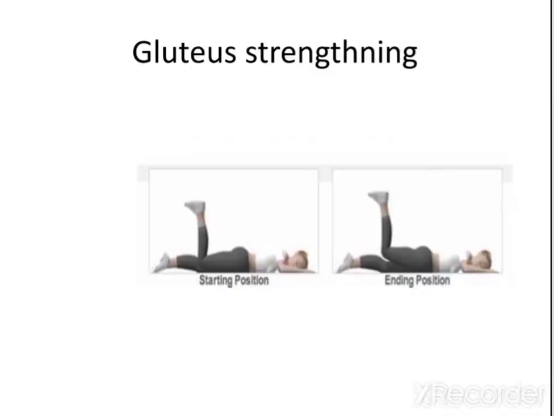The next exercise is the gluteus strengthening exercise. For this exercise, the patient is in the starting position that I mentioned, that is, the prone lying position, and bends the leg at 90 degrees and gradually raises the leg towards the ceiling, holds it for 5 seconds and then relaxes.